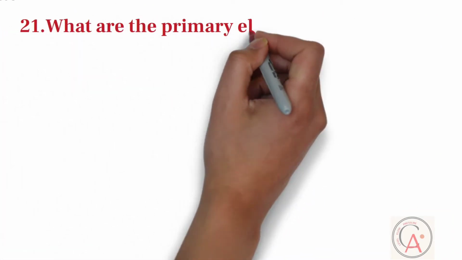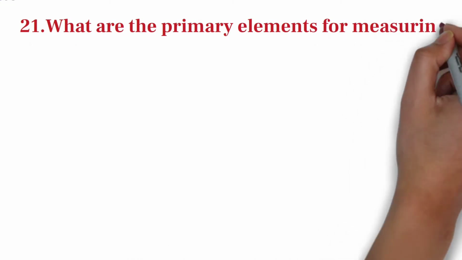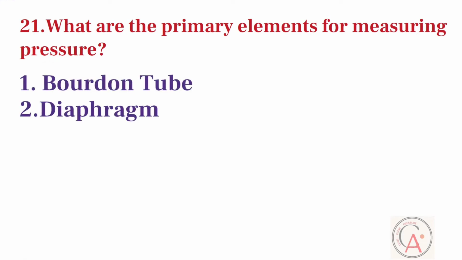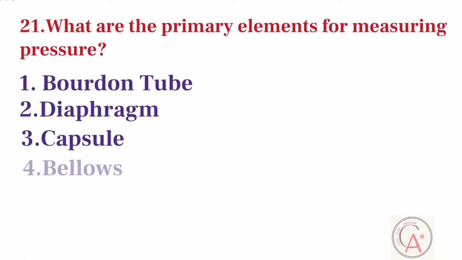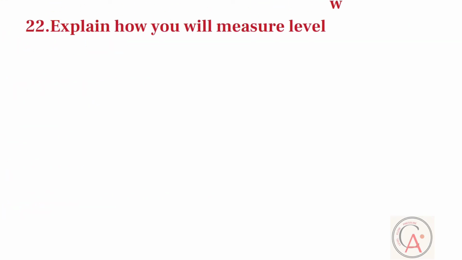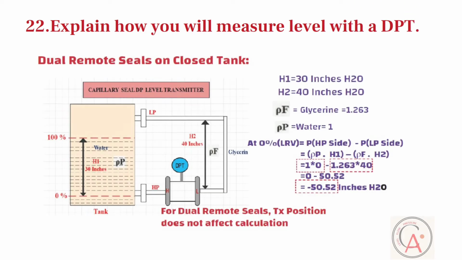Next question is, what are the primary elements used for measuring pressure? The primary elements used for measuring pressure are bourdon tube, diaphragm, capsule, bellows, pressure springs. Next question is, explain how you will measure level with a differential pressure transmitter. To measure level with DPT, the bottom connection of the vessel is connected to high pressure side of the transmitter, and top connection of vessel is connected to low pressure side of DPT.